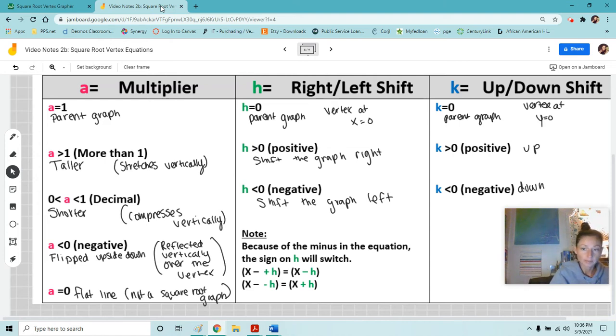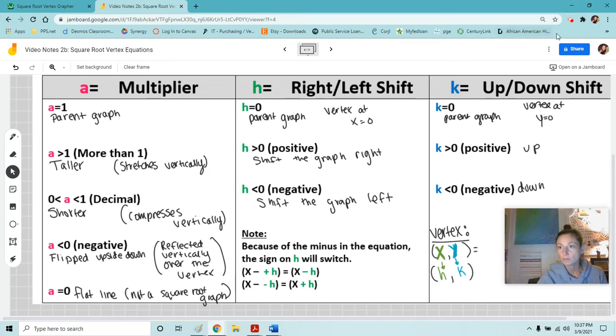the data point of the vertex, wherever that vertex is, the x and the y there, that's going to tell you your h and your k. So whatever the x value is of your vertex, that's your h. Whatever the k value or the y value is of your vertex, that's the k. Okay, so that's just going to match up your h and your k. That's just the x and the y of the vertex.